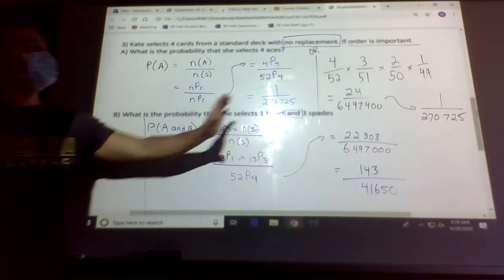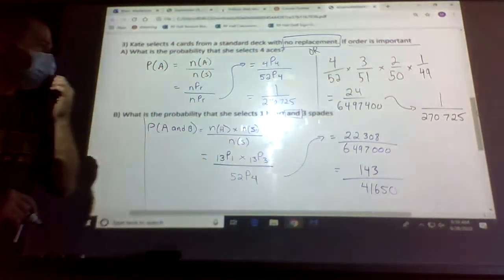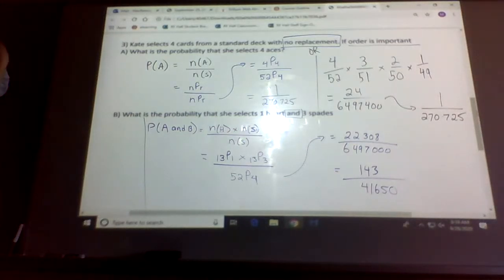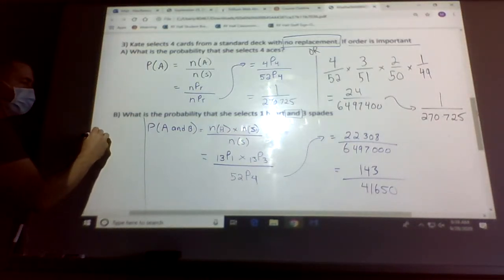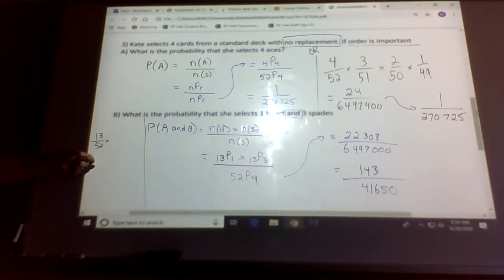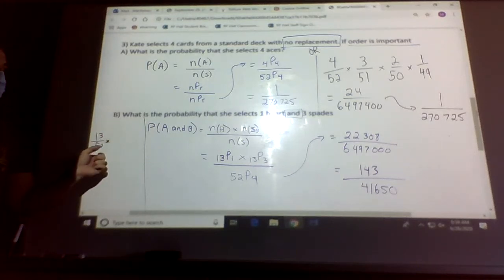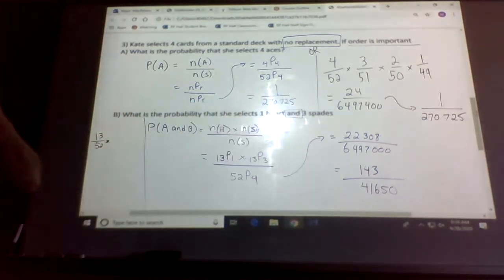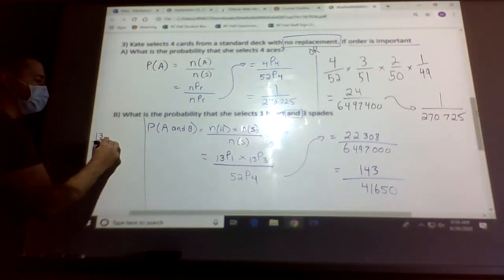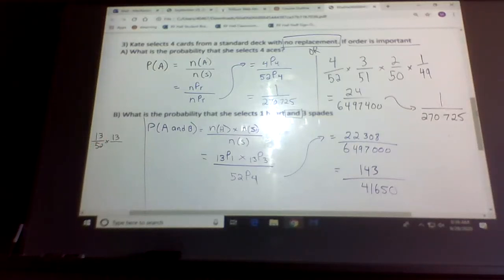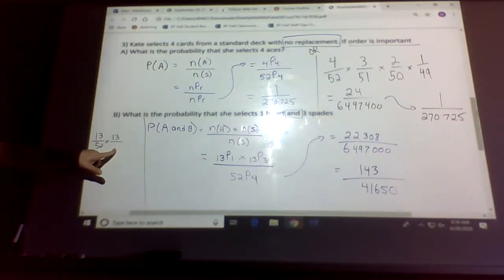Now I'm just going to show you the longer way as well. If I'm picking 1 heart, what are my options for hearts? Well, I have 13 hearts out of 52. Once I pick a heart, I don't want any more, so now I'm going on to spades. How many spades are in the deck? 13, but I took 1 heart out already. So what am I left with as my total?